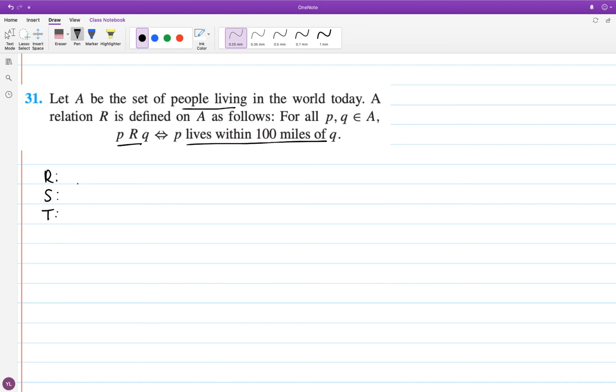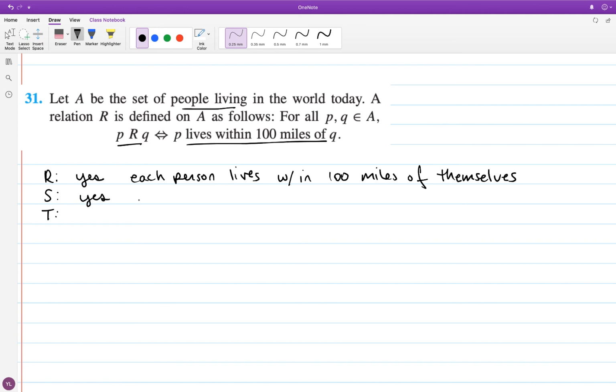All right, what'd you decide? Reflexive, yes. Each person lives within 100 miles of themselves. Okay, symmetric. Yeah, I think so. If I live within 100 miles of you, then you live within 100 miles of me. Let me write that out.